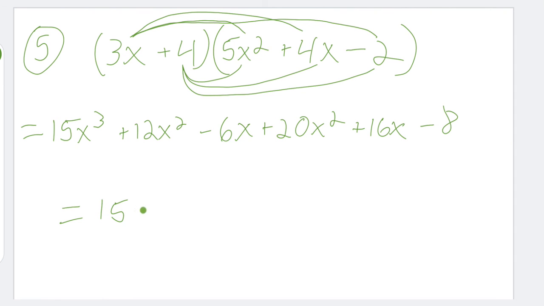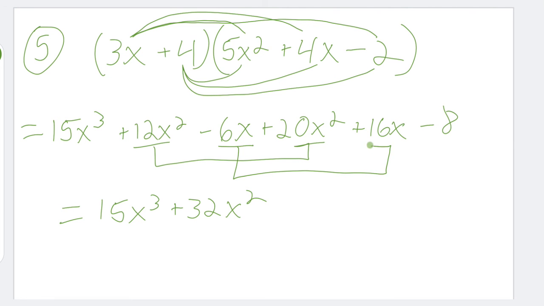So final answer then, let's combine our like terms. So we got 15x cubed, 12x squared, and 20x squared. It's going to be 32x squared. You got a minus 6x plus 16, so it's going to be plus 10x, and then minus 8 on the end.